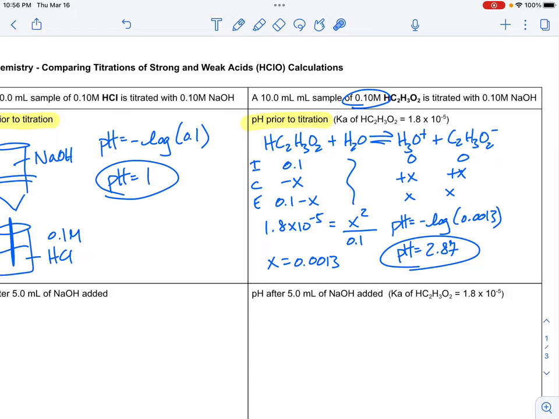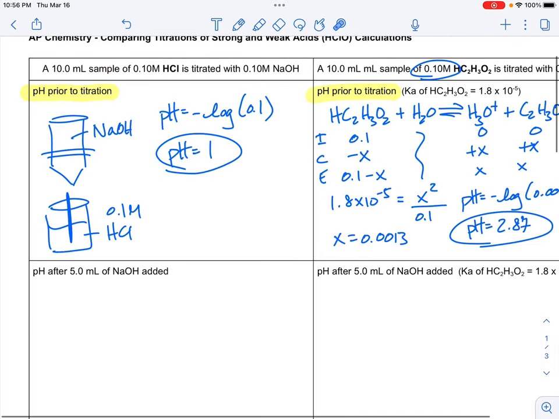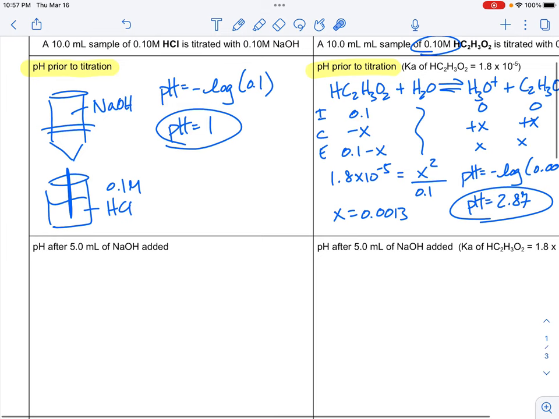All right. Next, we're going to be looking at, on the left-hand side, what if we have added 5 milliliters of sodium hydroxide to our hydrochloric acid. And so what we want to think about is that in titrations, when we want to think about what's happening, we want to pay attention to moles. So we want to calculate our moles of NaOH and our moles of HCl.